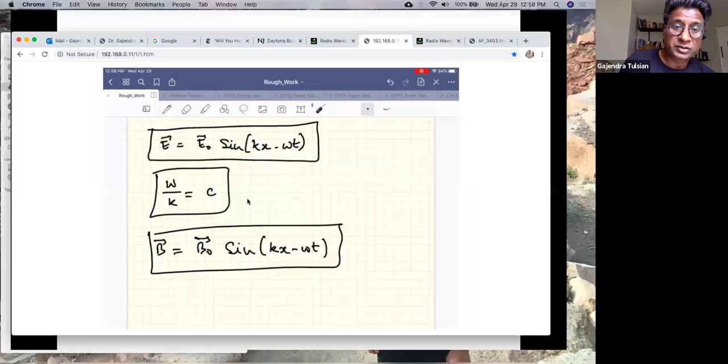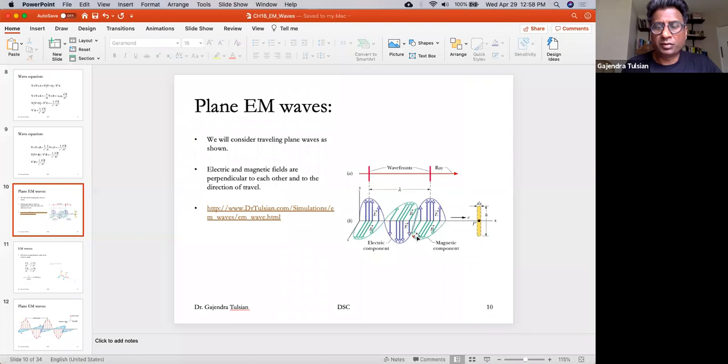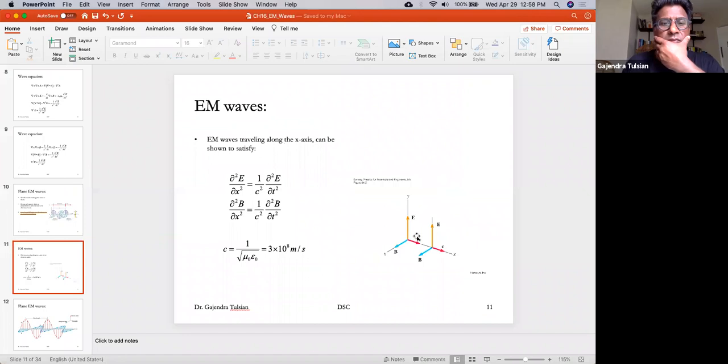So Maxwell, using his four equations, predicted the existence of electromagnetic waves. So there are the two wave equations. Again, the wave equation relates the second order spatial derivative to the second order time derivative. And like I said, c is related to the permeability of free space and permittivity of free space. All electromagnetic waves travel at the speed of light, which is 3 times 10 to the 8 meters per second.